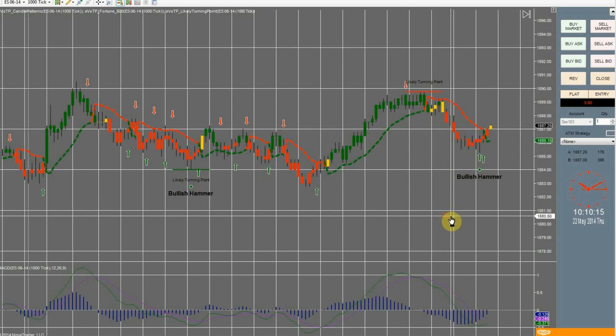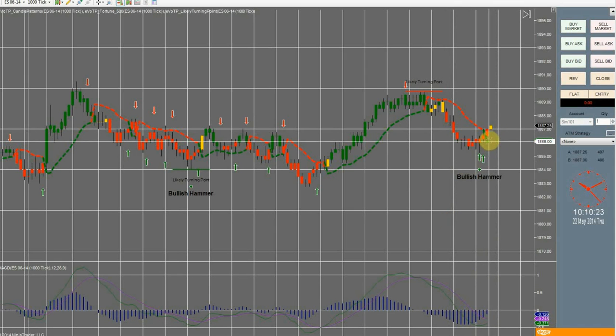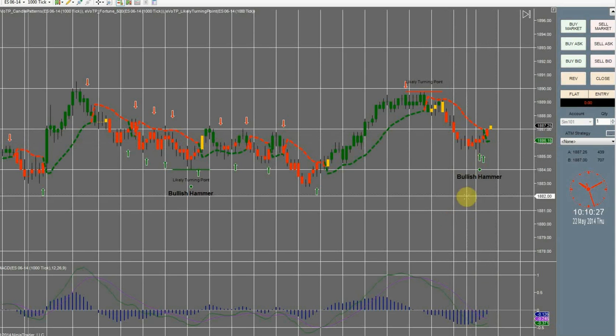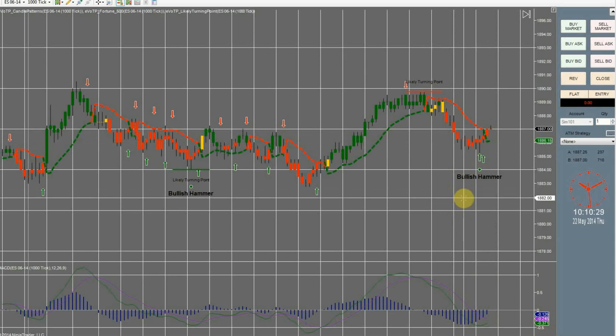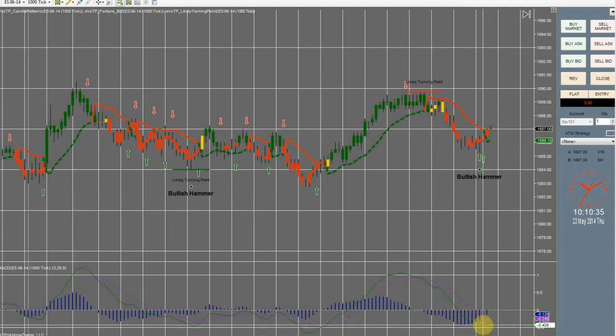Alright, and it looks like we're setting up nicely here. I'm just waiting for the MACD to cross, because I believe we are already turning up on the footprint. Yep, so we're looking good. Now I'm just waiting for a green price action bar and for the MACD to cross.